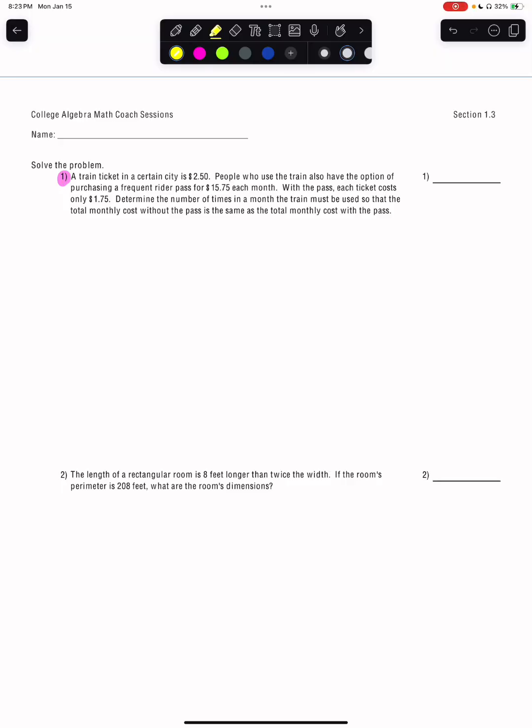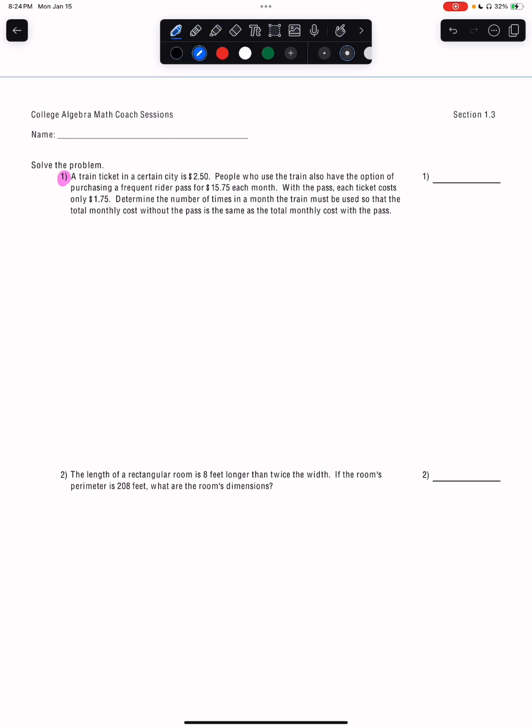Alright, for this next problem, we have a lovely word problem. It says, a train ticket in a certain city is $2.50. People who use the train also have the option of purchasing a frequent rider pass for $15.75 each month. With the pass, each ticket cost is only $1.75. Determine the number of times in a month the train must be used so that the total monthly cost without the pass is the same as the total monthly cost with the pass.